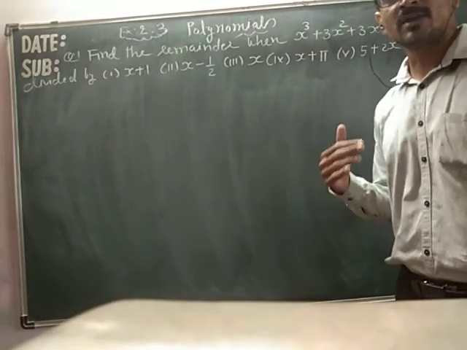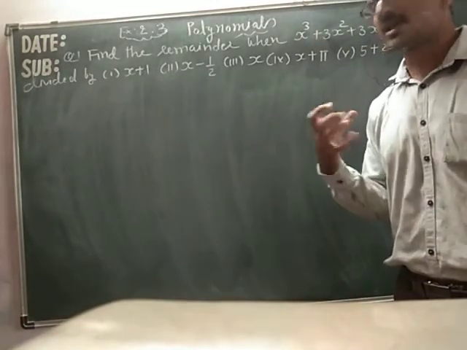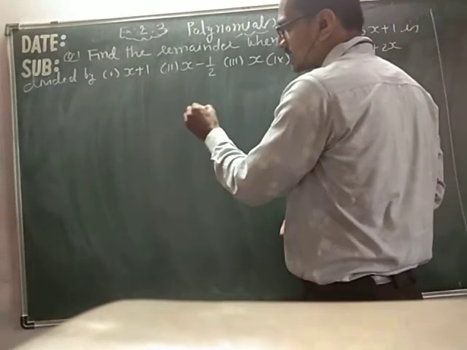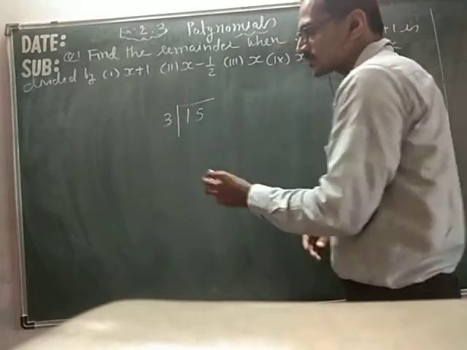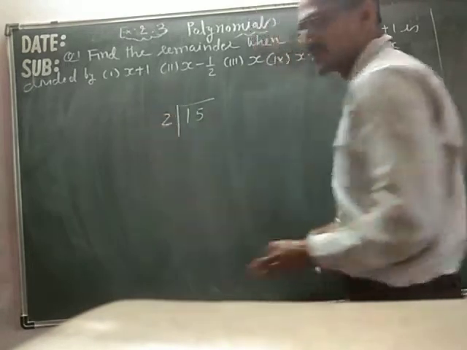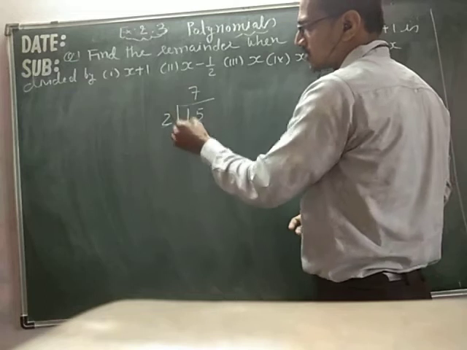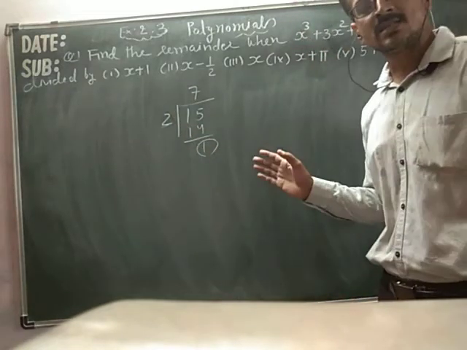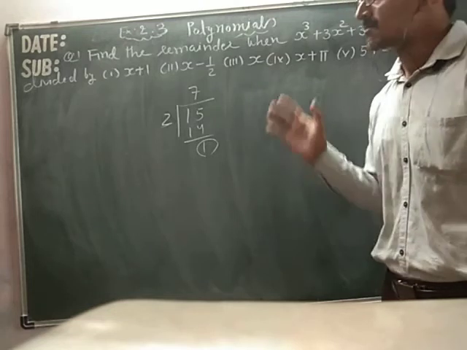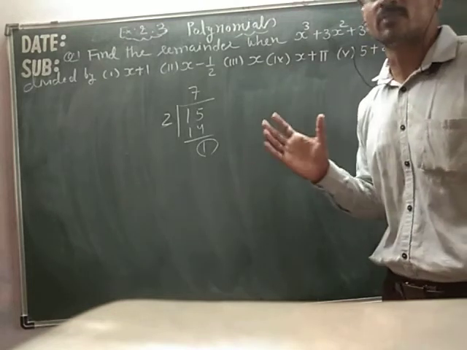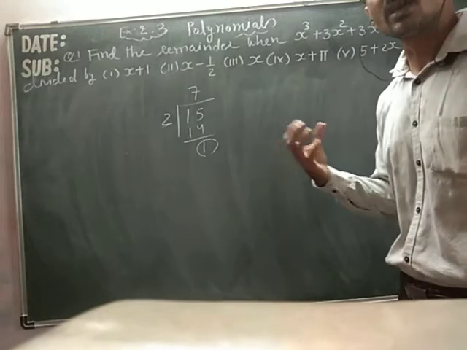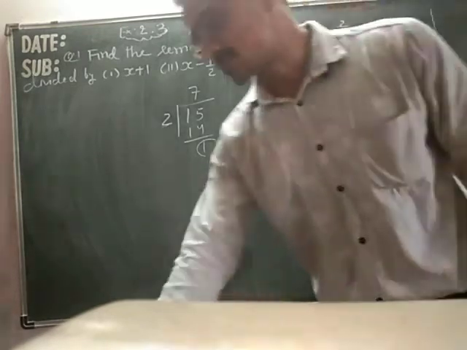First of all, let me give you a clear concept about the remainder. We know very well, if any number is divided, suppose 2 sevens are 14, so here 1 is called the remainder. That is the concept about the remainder in our mind. But here we are dealing with polynomials. So in polynomials, what is called the remainder? Let me explain.